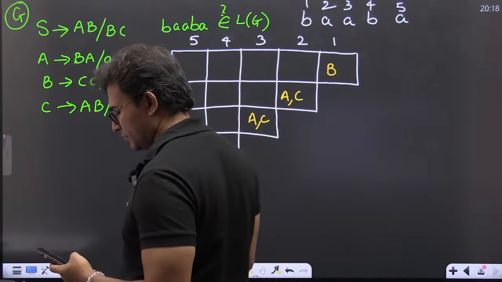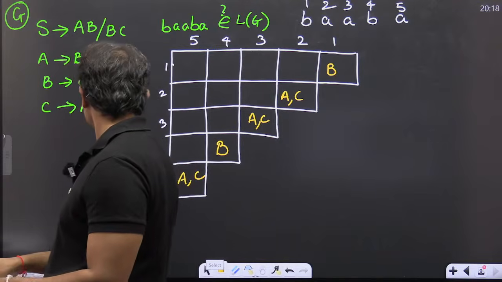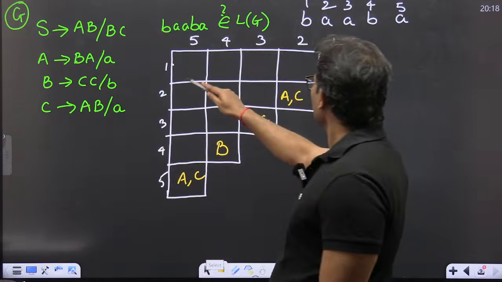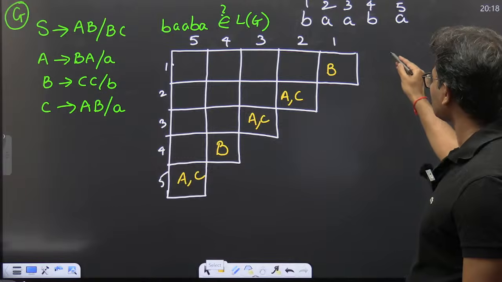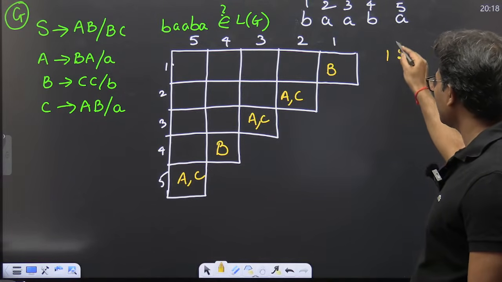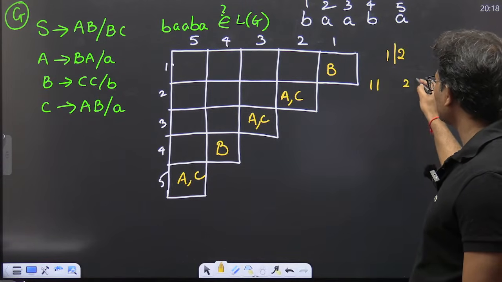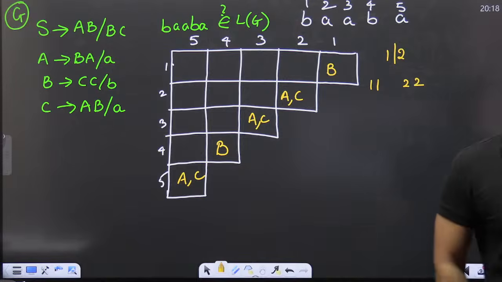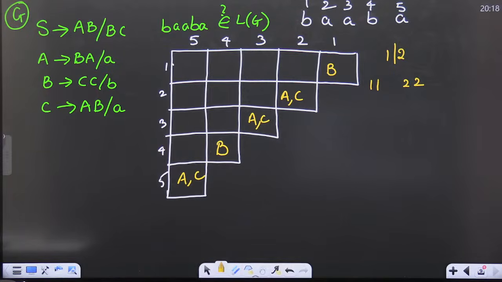Okay, fine. Now see this, guys. 1, 2. 1, 2 can be written as 1, 1, 2, 2.